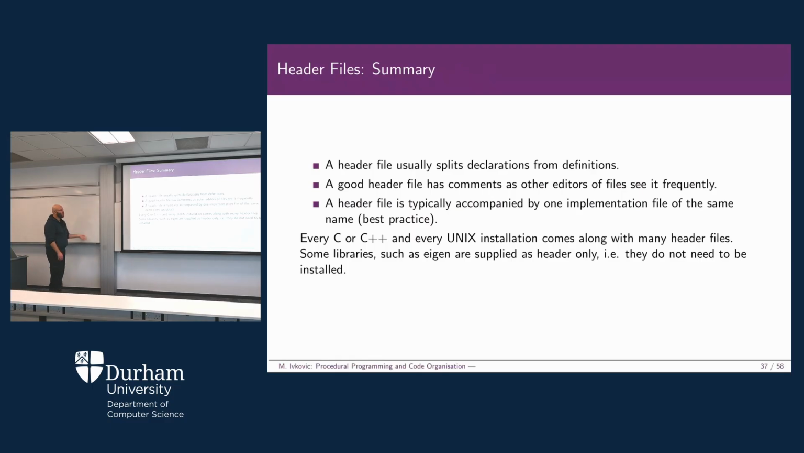And again, by convention, it's typical to have per header one base file or implementation file using the same name, just a different suffix. So instead of .h, use .c. This way you instantly know what the associated files are. Now, every C and C++ file and every Unix installation comes along with many header files. You can look at them at, for example, /usr/include. That's where typically headers go.